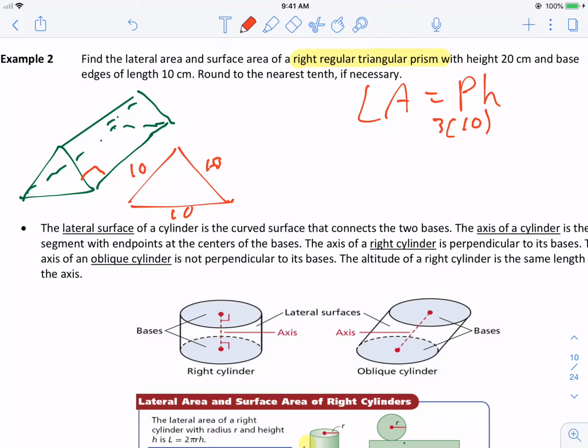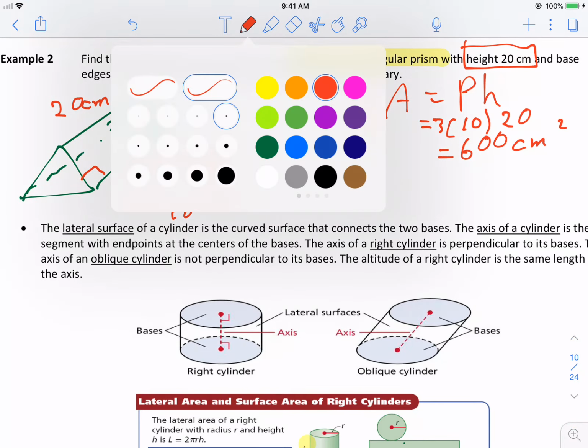And then the height, we are told that the height of the prism, that's what this 20 centimeters refers to, is the height of this prism. So the length that connects the two bases would be 20 centimeters. So we can multiply these three values together. We know 3 times 10 is 30, and 30 times 20 is 600. So we have 600 square centimeters as the lateral area. Now to get the full surface area, we need to add on the area of the two bases.